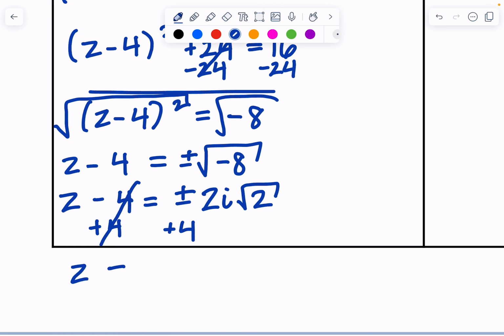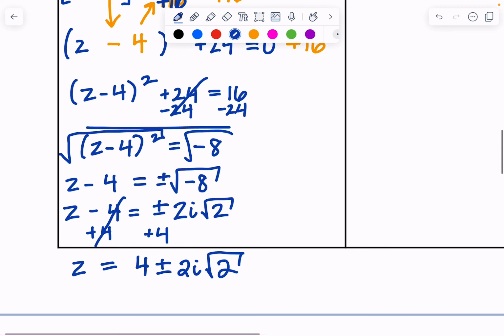And my solution is z equals, notice here, again, these are not like terms because that one has an i and a square root 2 on it. So our final answer would be 4 plus or minus 2i square root 2. And just because I don't want to rewrite it, I'm just going to put little set brackets around it.